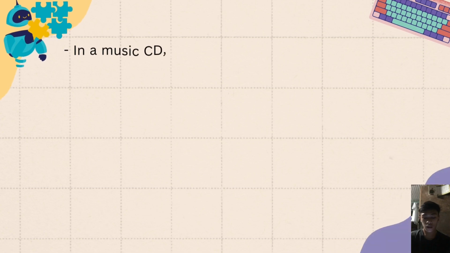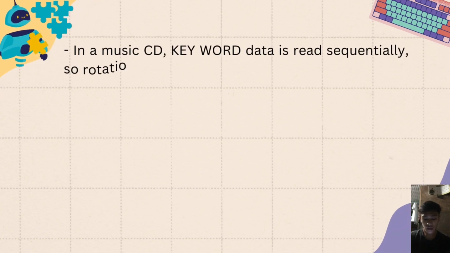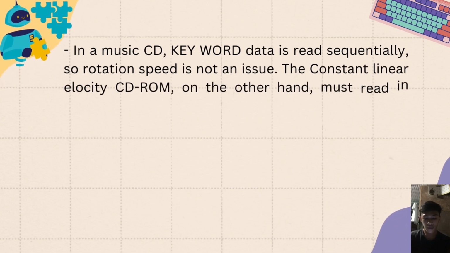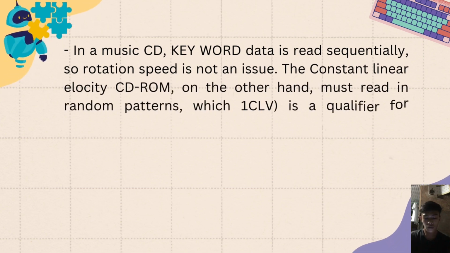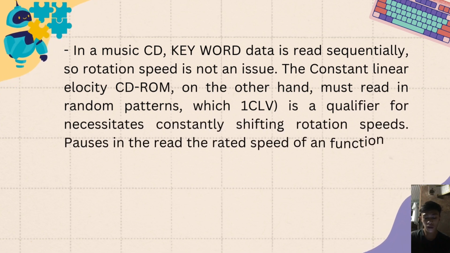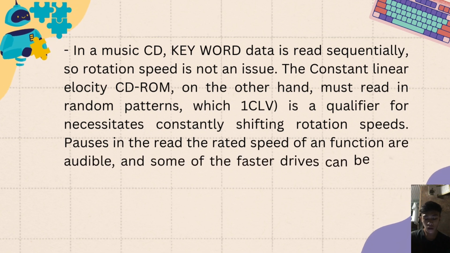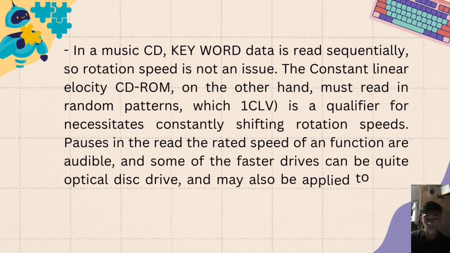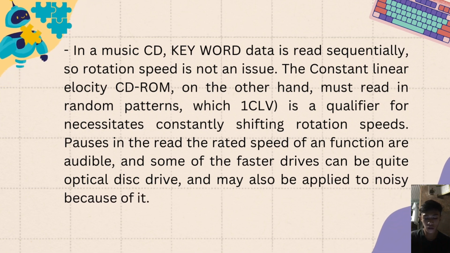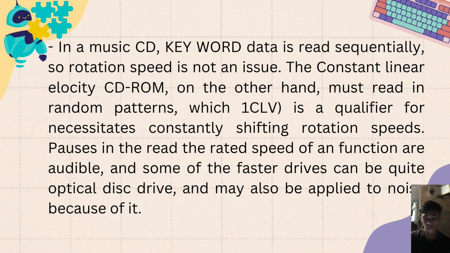In a music CD, data is read sequentially, so rotation speed is not an issue. The constant linear velocity CD-ROM, on the other hand, must read in random patterns, which necessitates constantly shifting rotation speeds. Changes in the rotation speed are audible, and some of the faster drives can be noisy because of it.